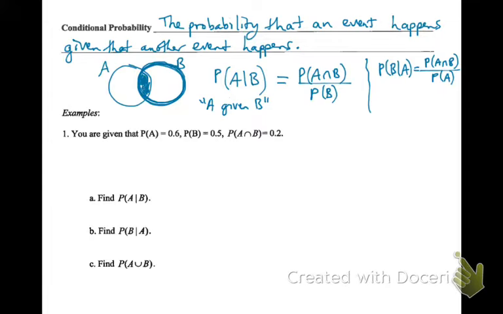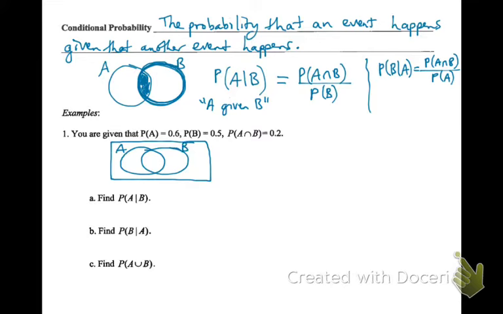Alright, so let's look at number 1. Now in this case, notice the probabilities of events A and B are given as probabilities, not as percents. So let's draw our Venn diagram. Label A and B.